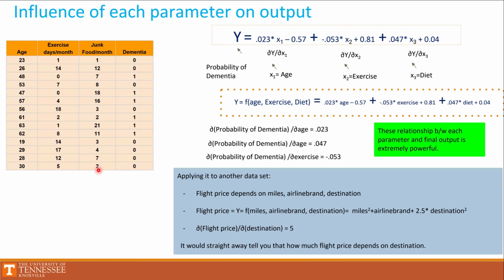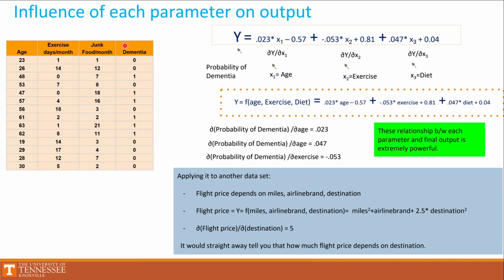For example, here you see you have this entire database where you are providing it age, exercise, and junk food, and it is giving you the probability of dementia. Now you will have a final y predicted value and a final y actual value that are not equal to each other in the beginning.